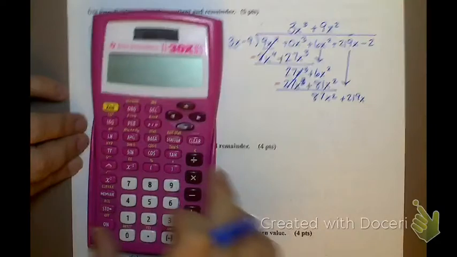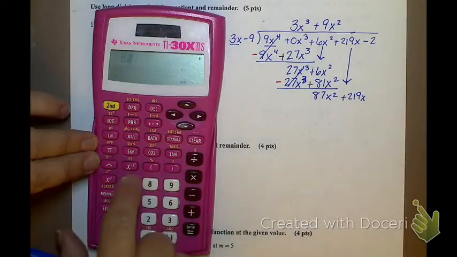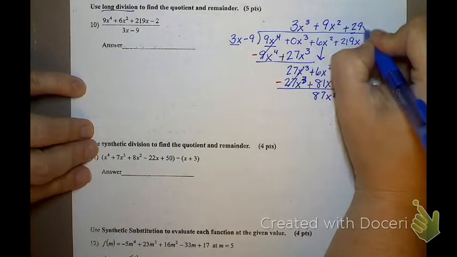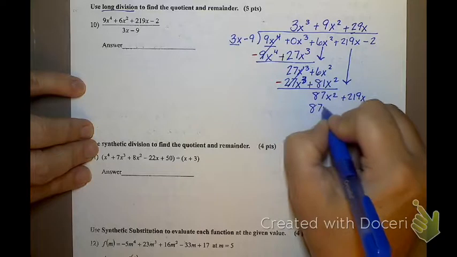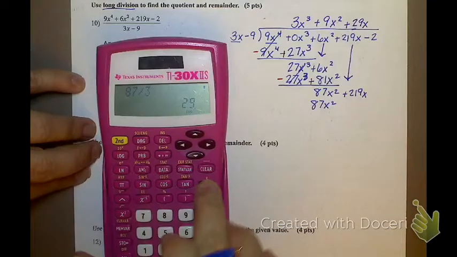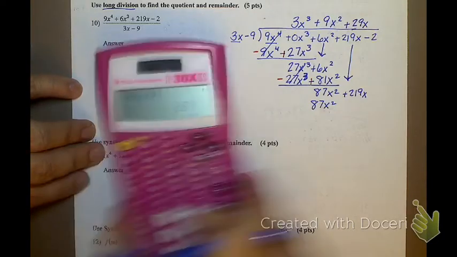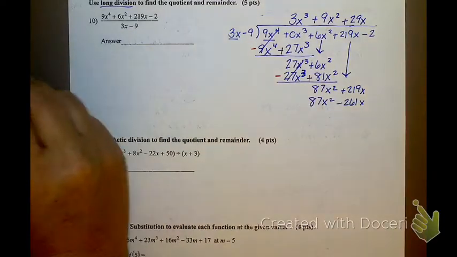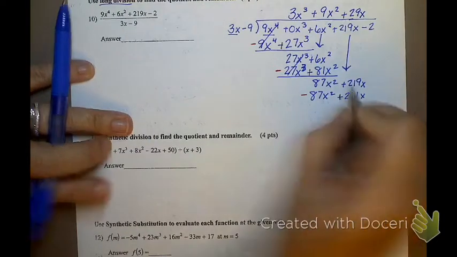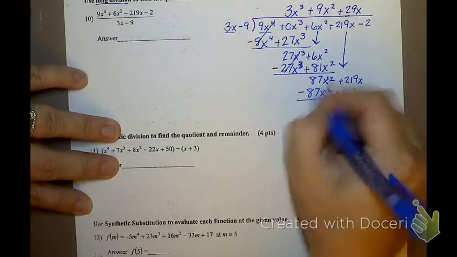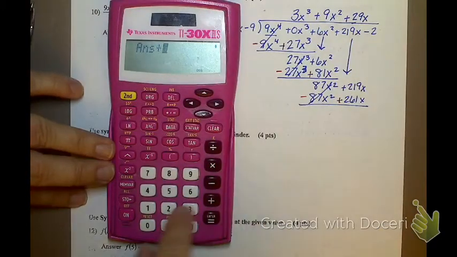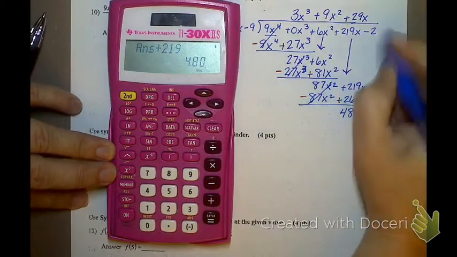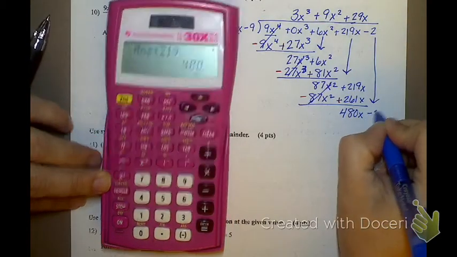Okay, at this point, I don't know what 3 times gets me 87. So 87 divided by 3, 29. So I have plus 29x. That's going to give me 87x squared. And then 29 times negative 9 would be negative 261. And now what do I do? Change the signs. Were some of you freaking out in your groups that these numbers were getting big? So let's see, plus 219 is 480x, and then bring down the minus 2.